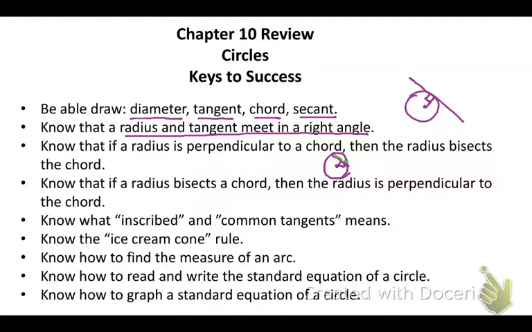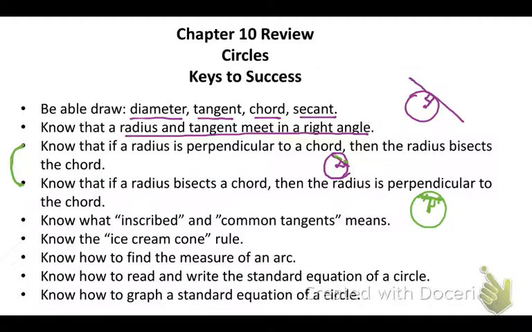Know that if a radius bisects a chord, so if you're given a circle with a chord, and here's your radius, and you're told that it bisects this chord, so this side is equal to that side, then you know that it is perpendicular. So these two work together. If you know one, then you know the other.